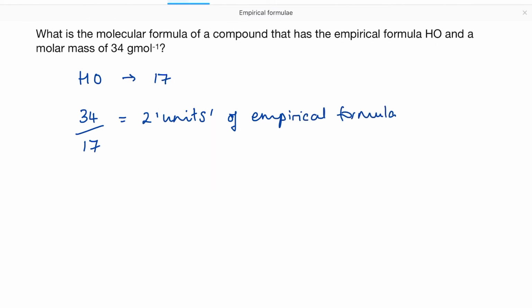Okay, so 2 units of HO, H2O2. This molecule is hydrogen peroxide, and it's as straightforward as that. As a result, questions about molecular formula at A level are pretty rare because they are just really too simple, but it's good to know the difference.